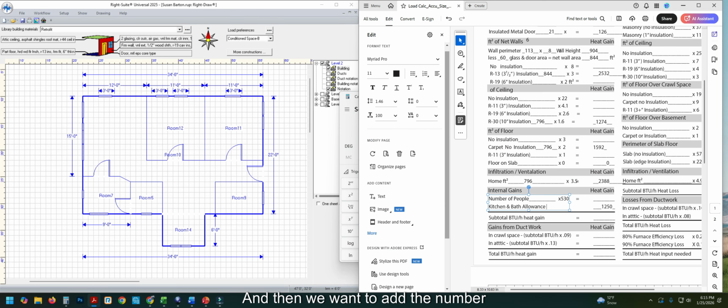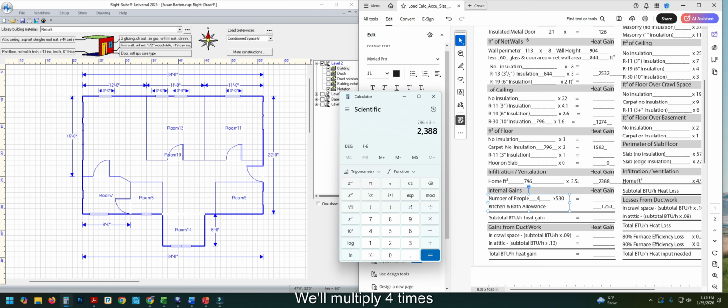And then we want to add the number of people that we have in here. Usually it's one person per bedroom. However, some people have multiple people in a room sharing that space. So just add up however many people you have in that home that stay there, or at a bare minimum, make sure that it's at least one person per bedroom. So in this example, we'll just use the number 4. We'll multiply 4 times 530, and we will have 2120.